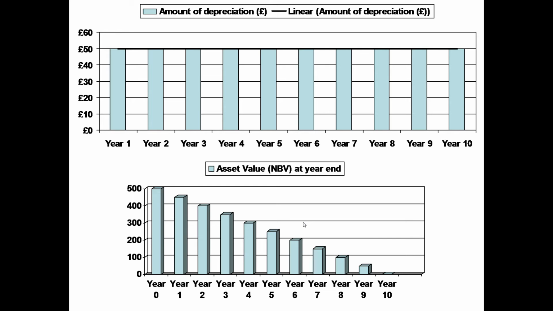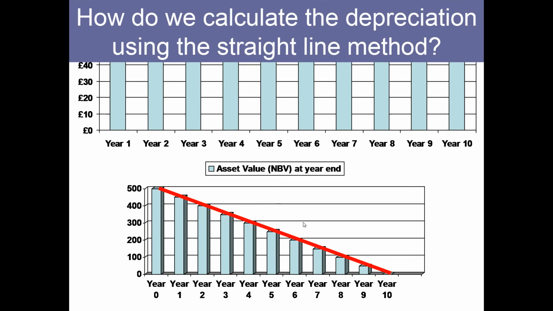If you then do a line of best fit, it's a nice straight line going from top to bottom. So that is a straight line as well. Either way you represent the data, you will always get a straight line. That is why this method, whichever way you look at the data, is called the straight line method. So how do we calculate this method? In an examination, you would apply the calculation by using the same amount of depreciation each year. That's the trick. But how do we use this in a different way? There is a formula that we need to know.